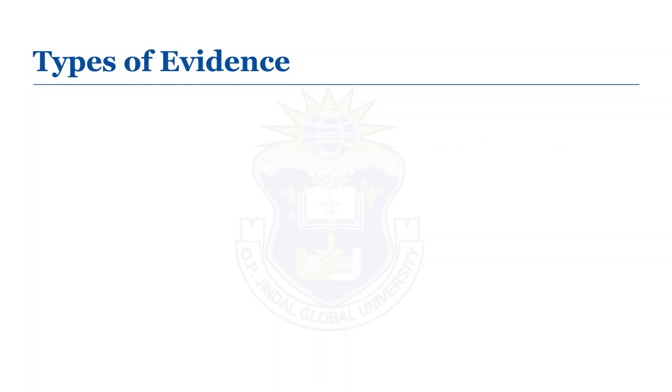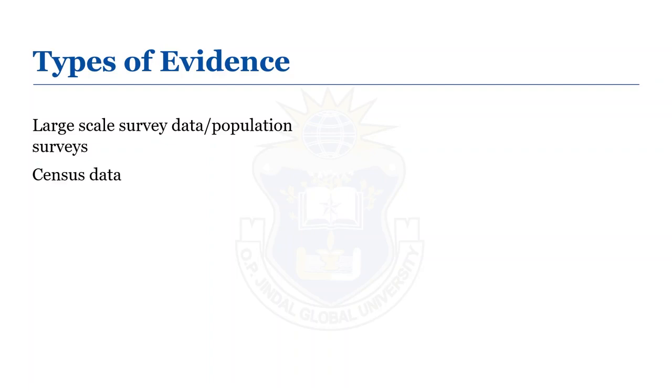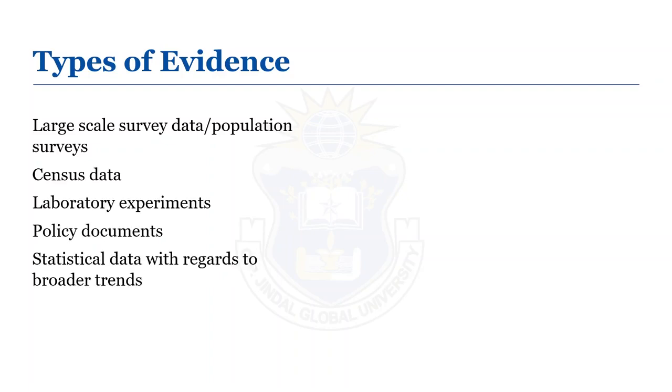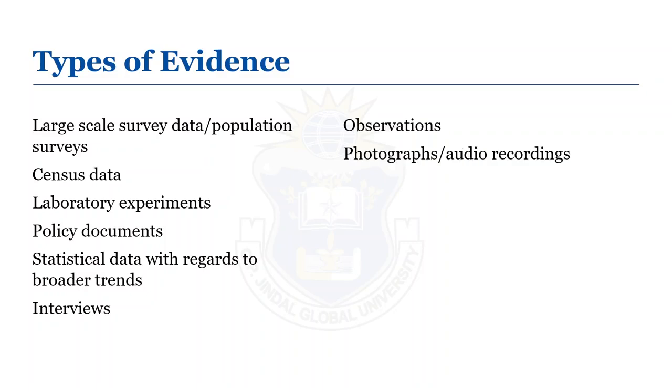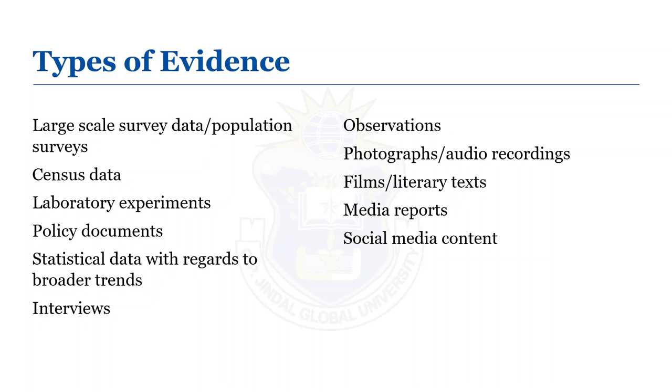Depending upon the disciplinary background, the material and information that qualifies as evidence varies. Some of the kinds of material that qualifies as evidence is large-scale survey data or population surveys, census data, laboratory experiments, policy documents, statistical data with regards to broader trends, interviews, observations, photographs or audio recordings, films and literary texts, media reports, social media content, and secondary literature.